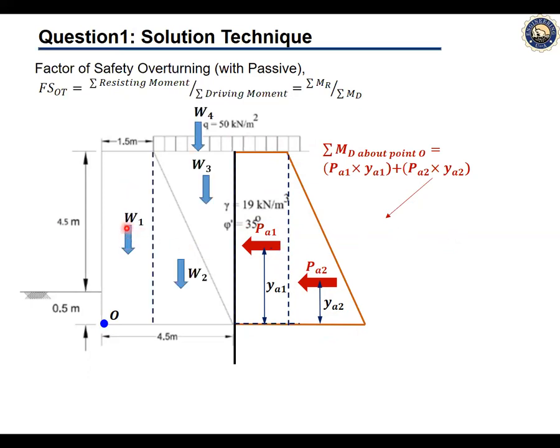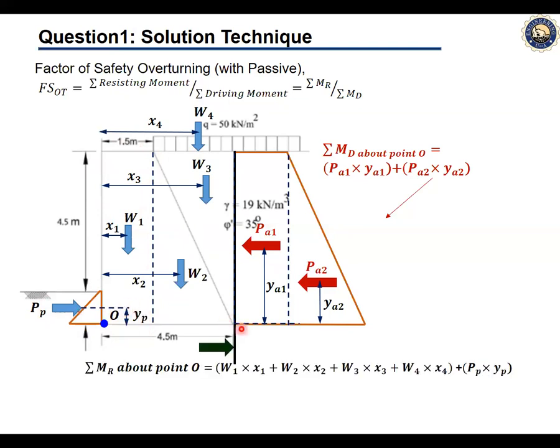As we know these weights from the previous slides, we can easily get the moments using the arms x1, x2, x3, x4 about this point O, plus PP times the moment arm YP, and get the summation of the resisting moments about point O using these values. Now dividing the summation of MR by the summation of MD will give us the factor of safety against overturning.